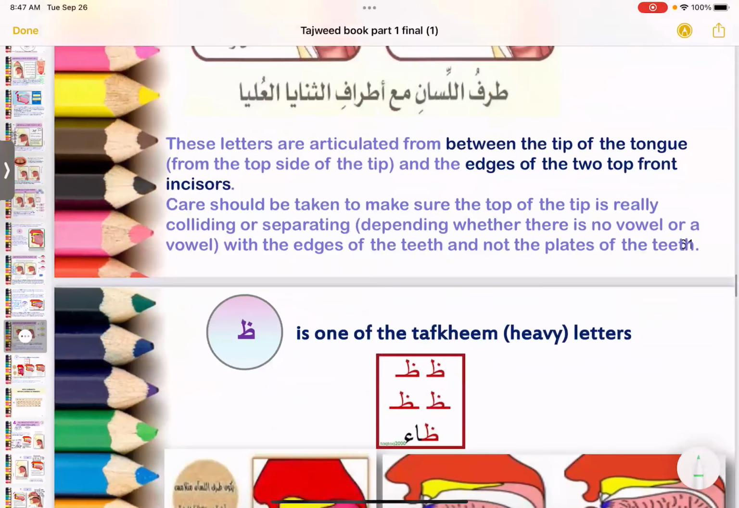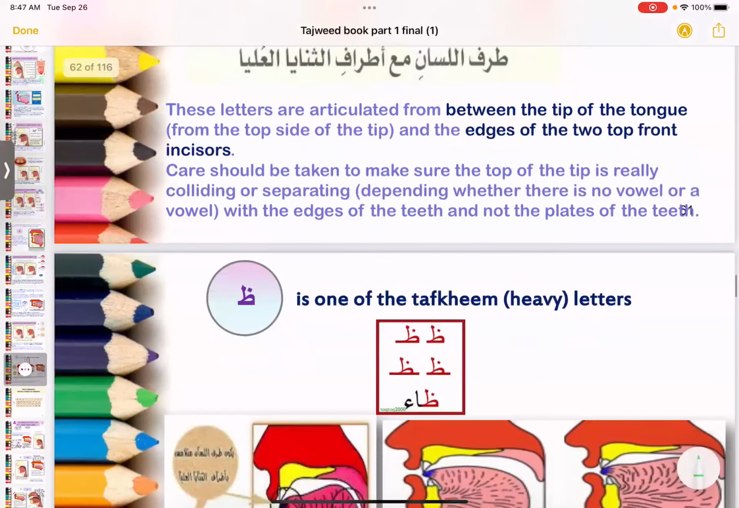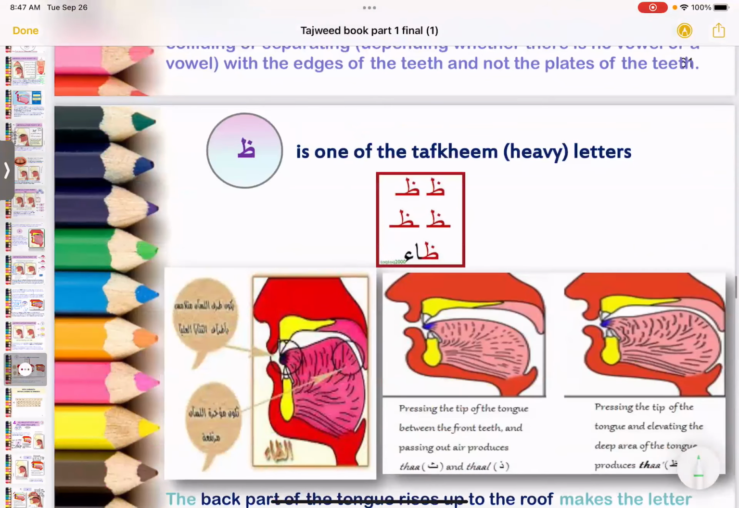So it should not touch the plate of the teeth, but it should only touch the edge. The tip of the tongue should touch, and a part of the tip of the tongue should be protruding a little bit out of your mouth. But it should touch the edge of the top incisors. Okay, so the first one we are going to see is the letter Dal.